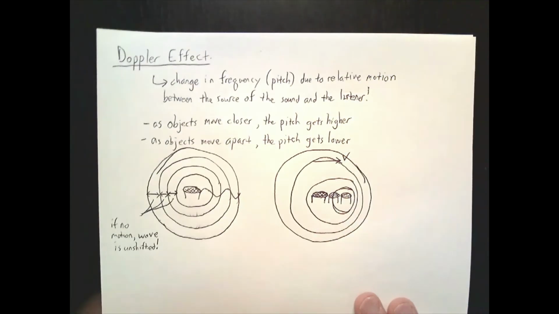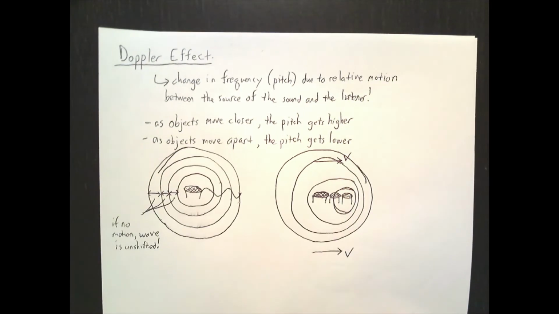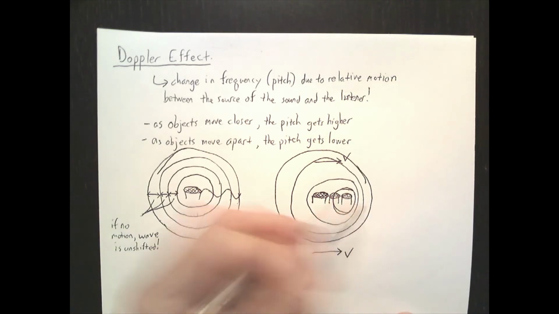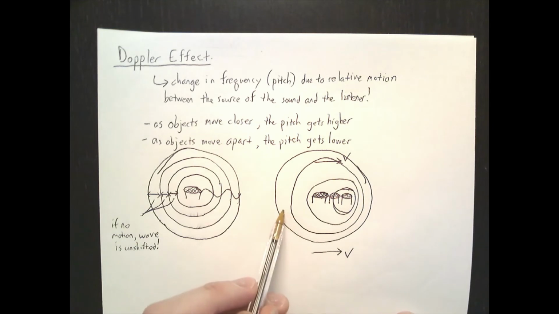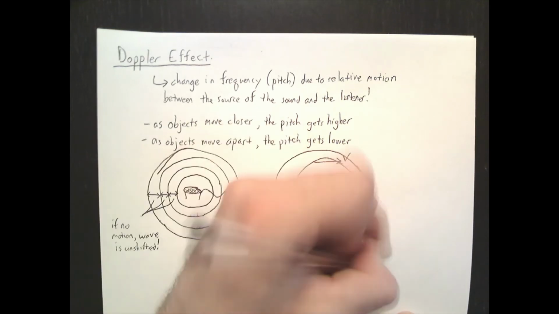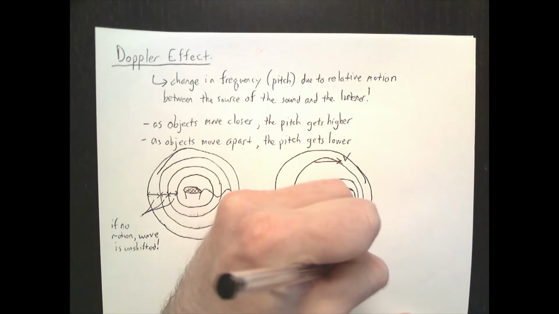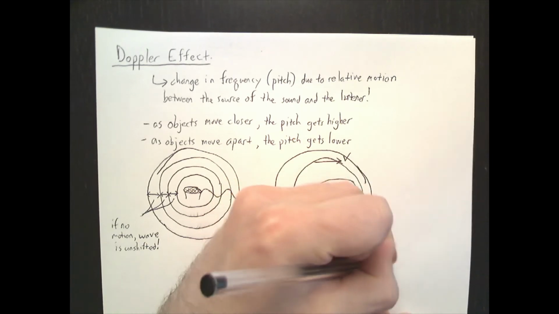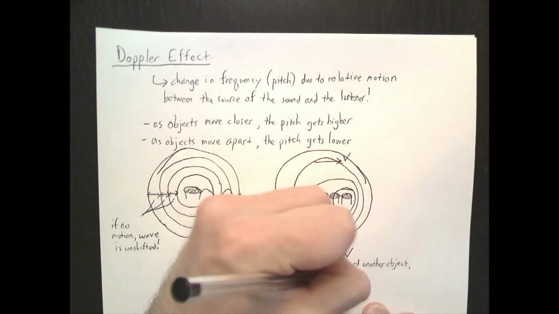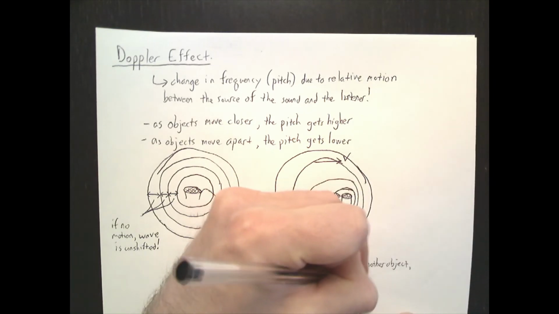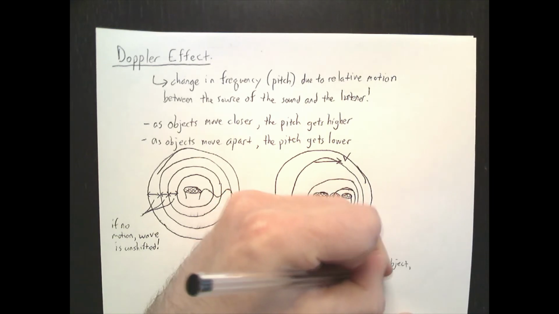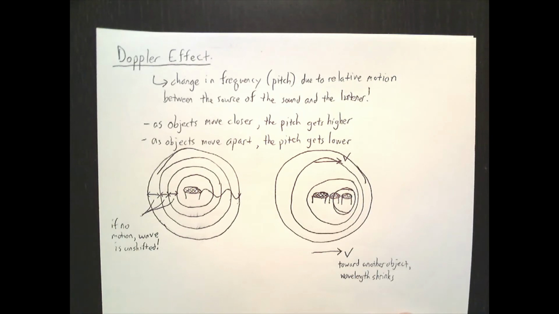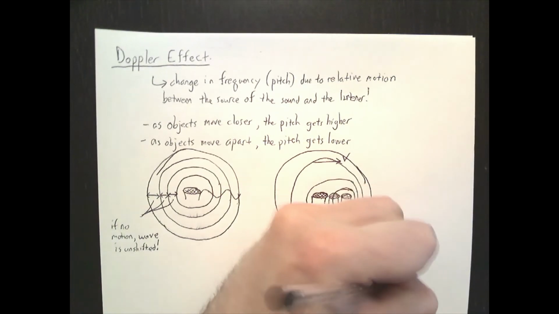As the object moves forward, again, my velocity vector got eclipsed there, we can see that the waves on this side get scrunched up, and the waves on the other side get further and further apart. So when the object goes toward another object, the wavelength shrinks, and the wave crests get more frequent with respect to one another. So the frequency goes up.